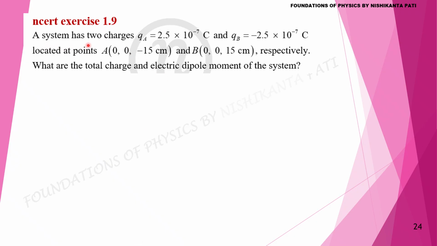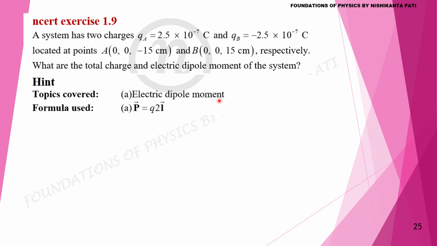A system has two charges QA, QB located at the points. What is the total charge? Total charge is 0. These two charges constitute an electric dipole. Electric dipole moment we have to find.